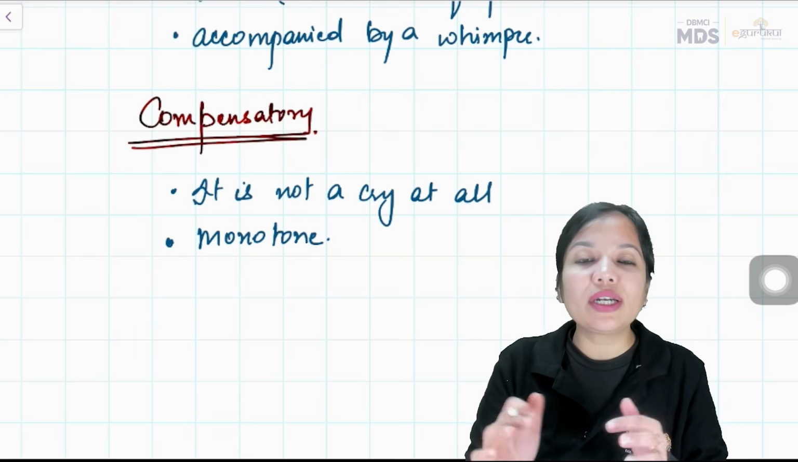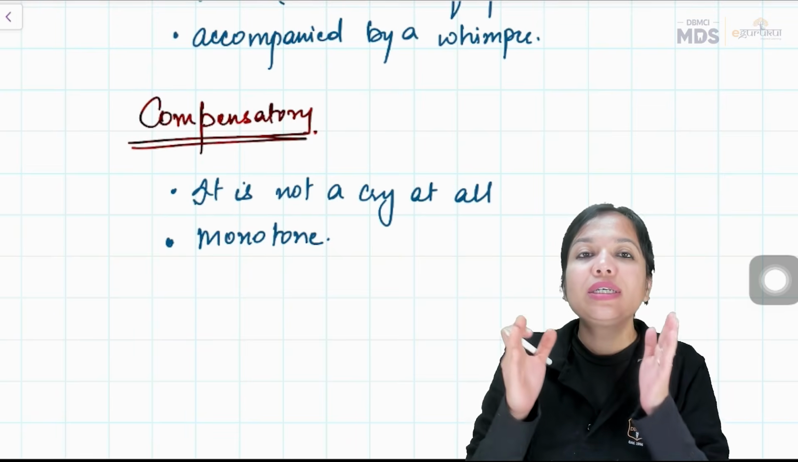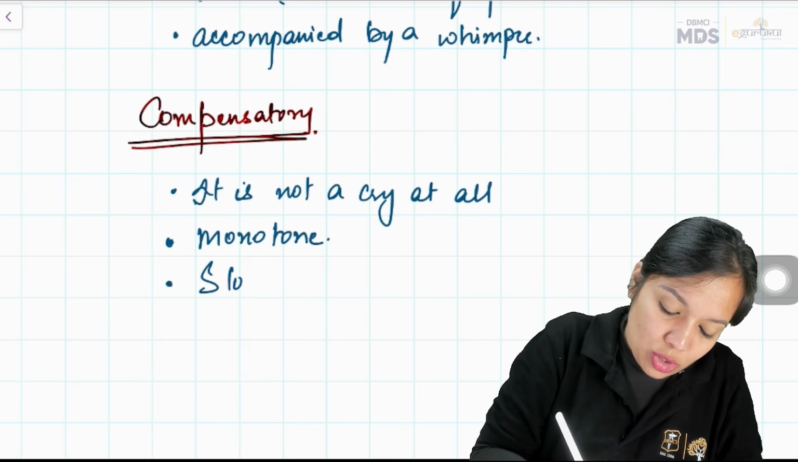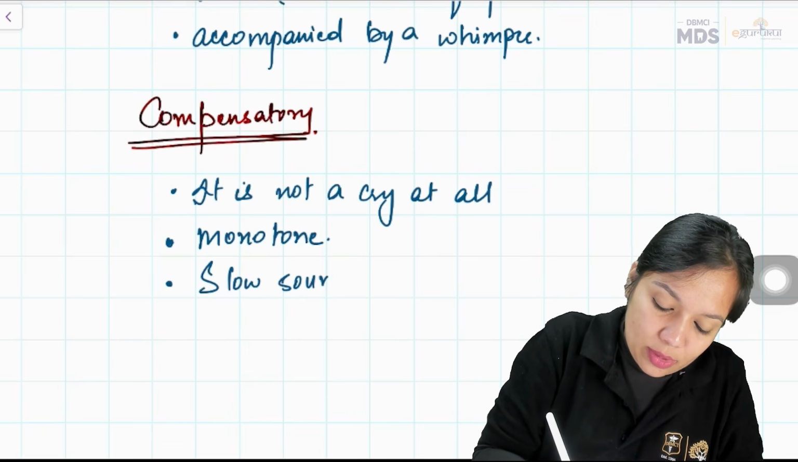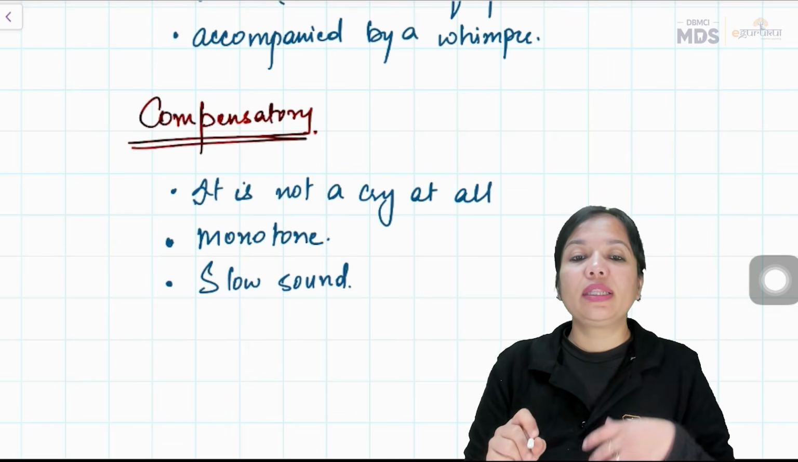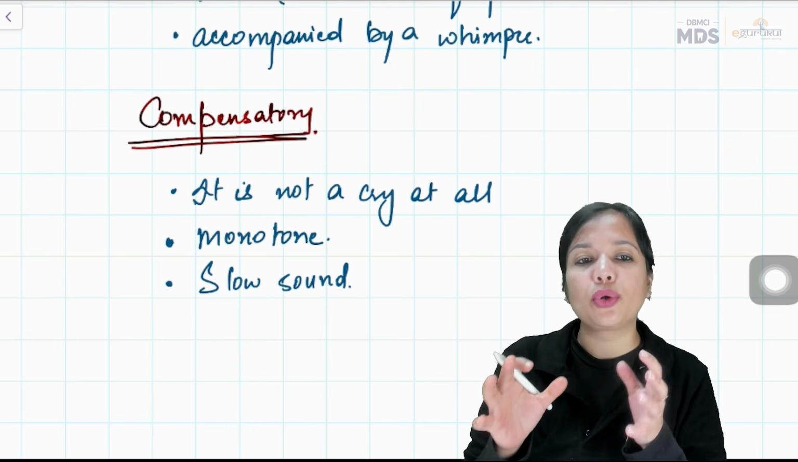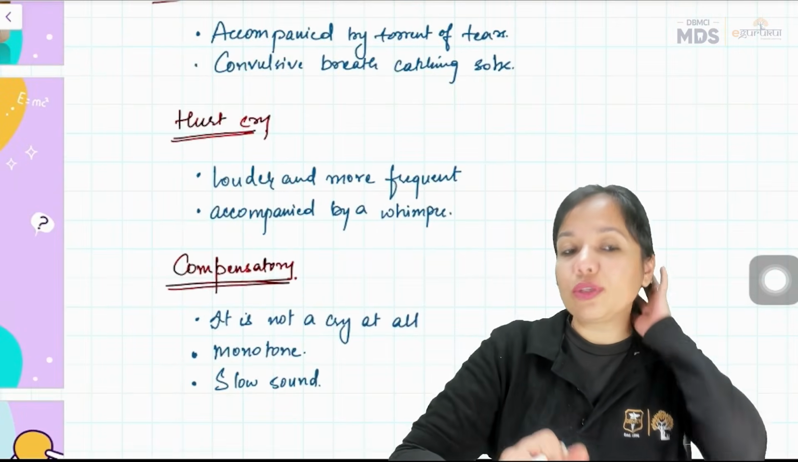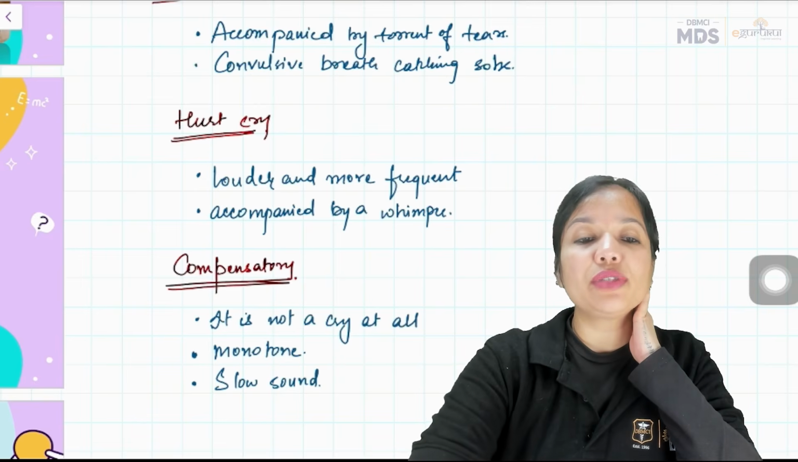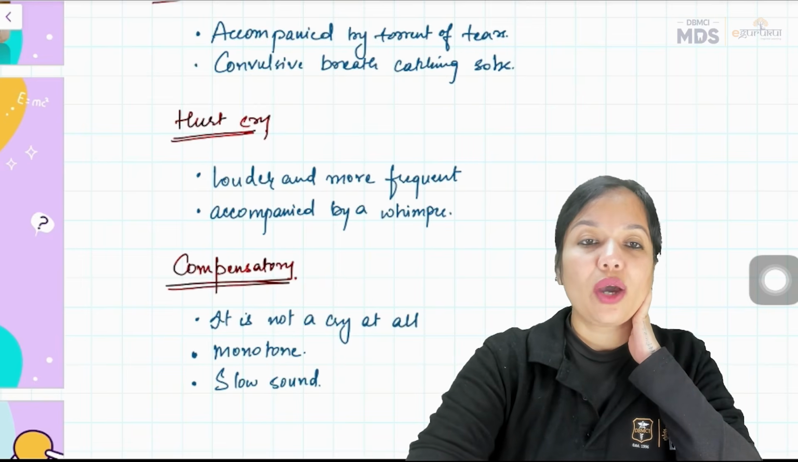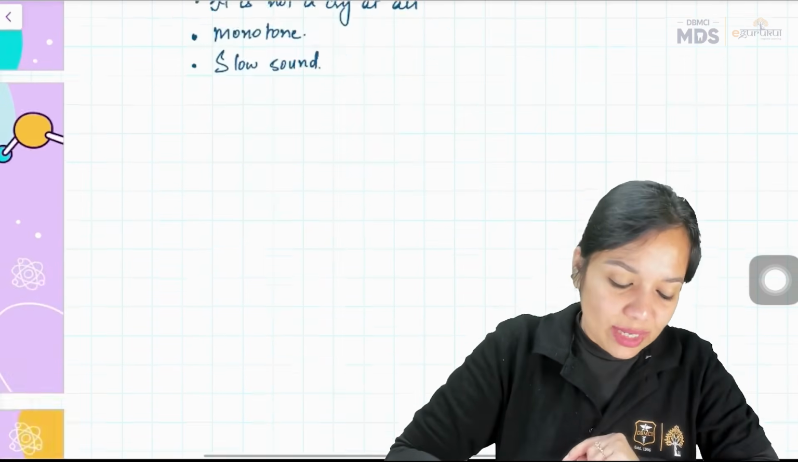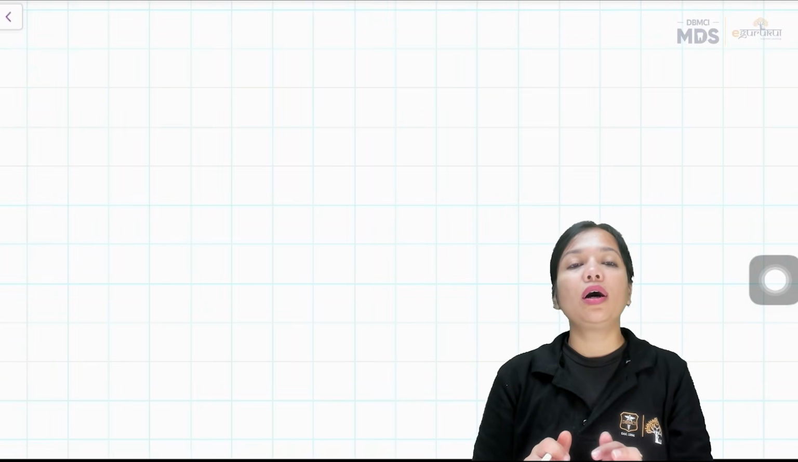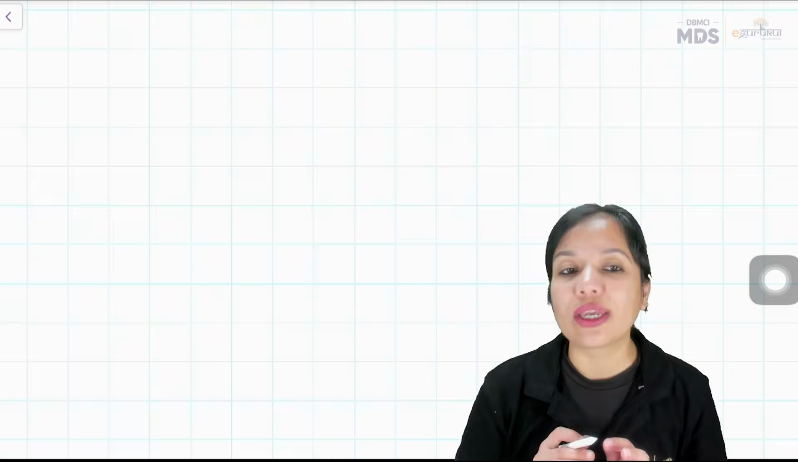So it is not a cry, it is a slow sound. It is a slow sound, and it is a monotone. This cry is a slow monotone. That's it. So these are the four types of cry that you're supposed to read, and you get MCQs related to this. Okay, now basically let us very quickly understand why do we need to read about child psychology.